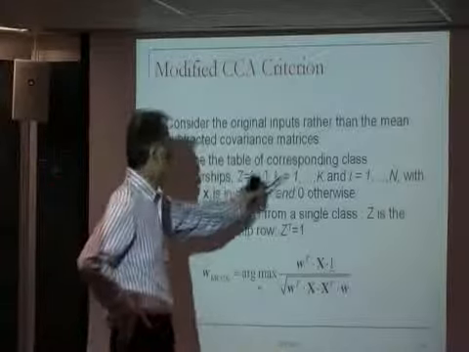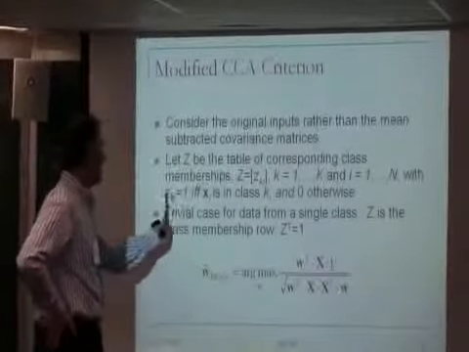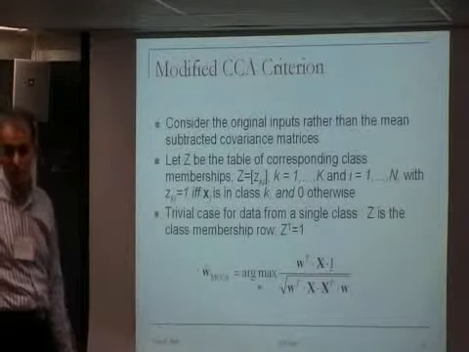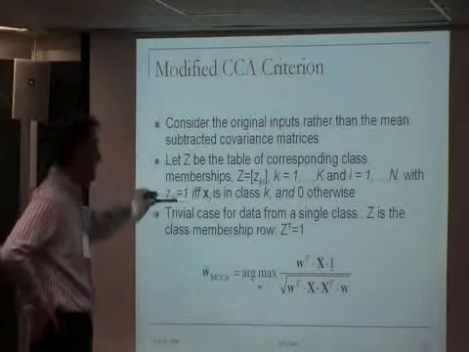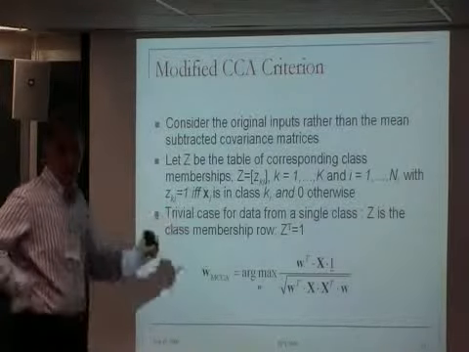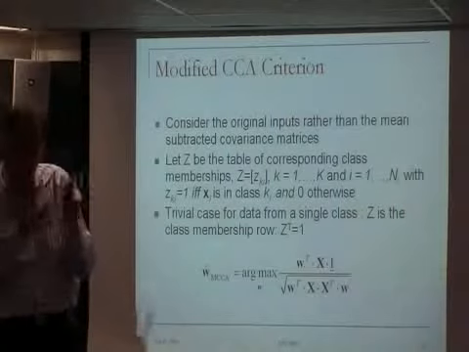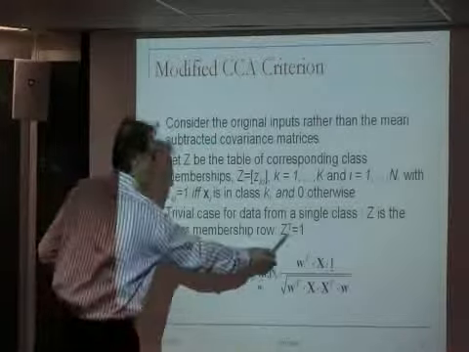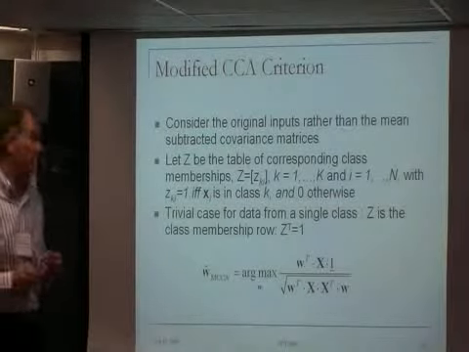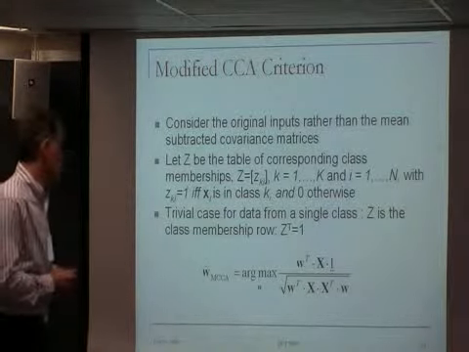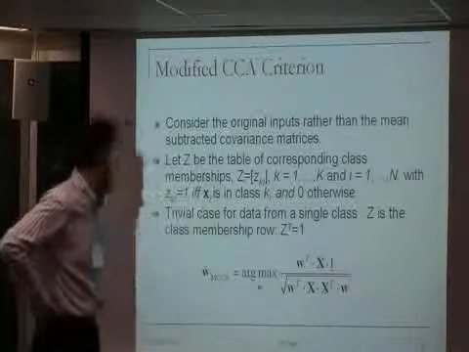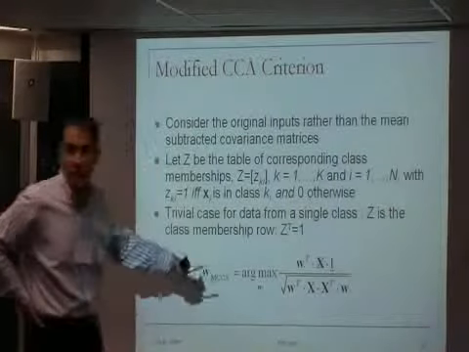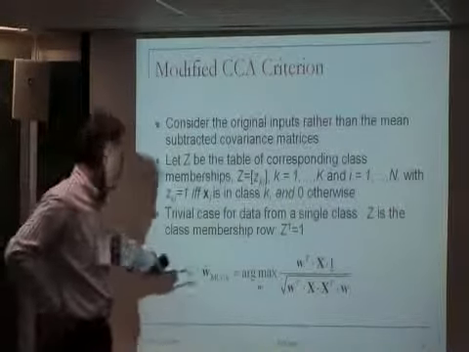Well, then z_ki would be 1 if and only if x_i is in class K, and 0 otherwise. But I'm really interested in a trivial case. As I said, I'm looking at the local properties of my data, so I'm only interested in one class, really. So my membership table is a constant vector 1, because I only have one class. So in that case, what does this modified canonical correlation criterion do?